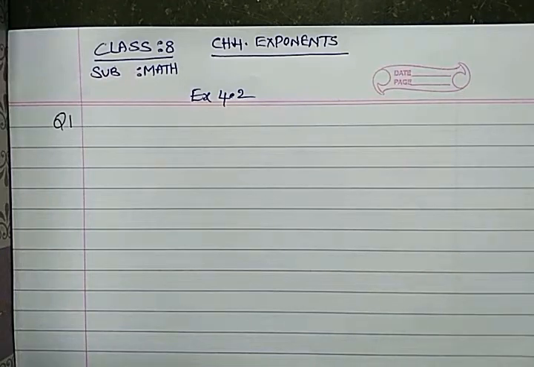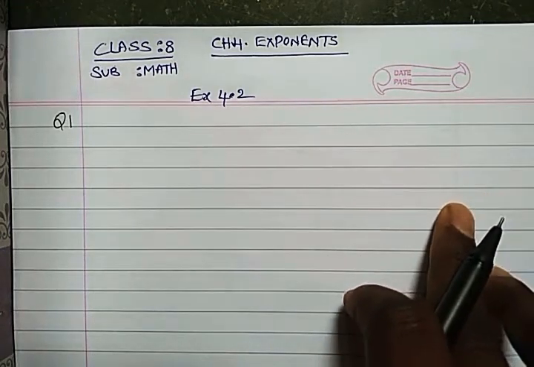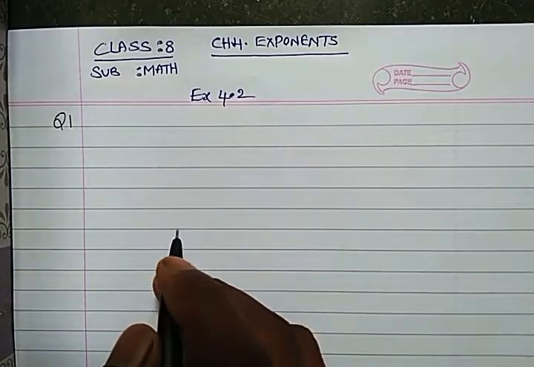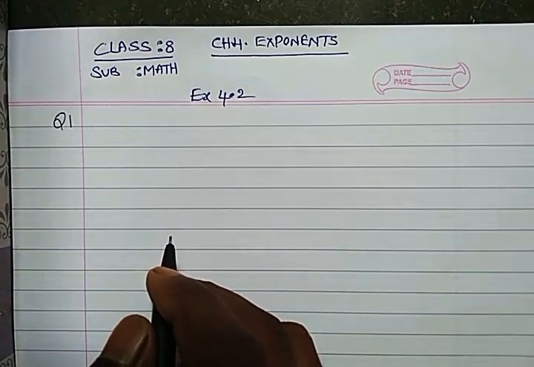In the previous video, I explained all the answers of exercise 4.1. Just like 4.1, we have 6 questions in this 4.2 exercise, and I will be explaining them one by one. Hope you have completed writing the 4.1 answers in your notebook. Now continue with 4.2. Find the reciprocal of the following.